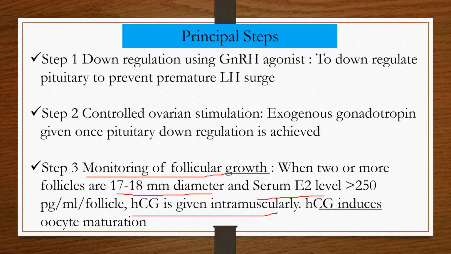So first we have down-regulated the pituitary. Then we have given the controlled ovarian stimulation by exogenous gonadotropin so that there may be follicular growth, and when the follicles are matured and their growth is followed, we will give the HCG that will help in the maturation.